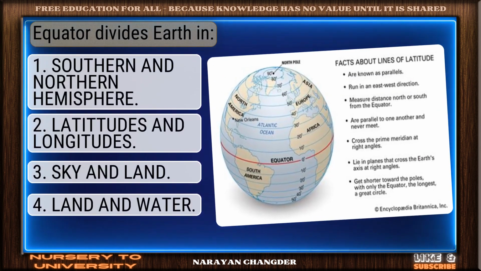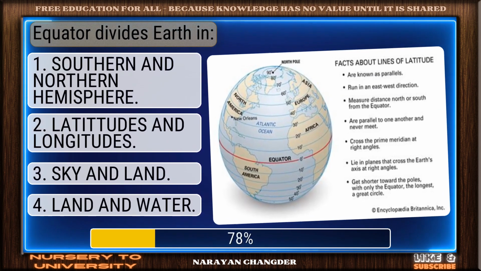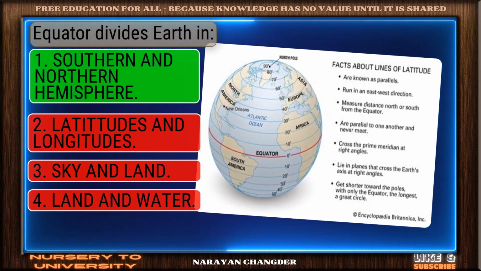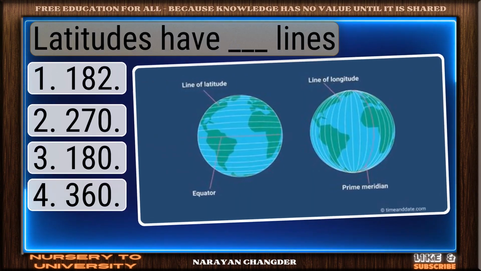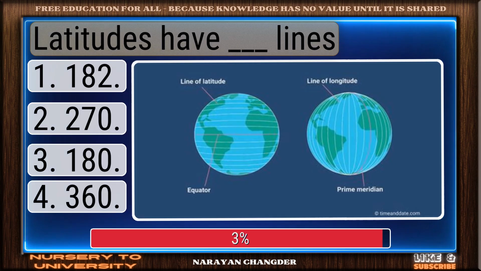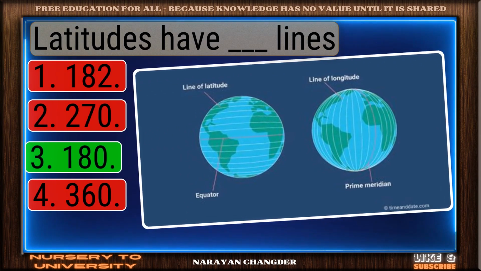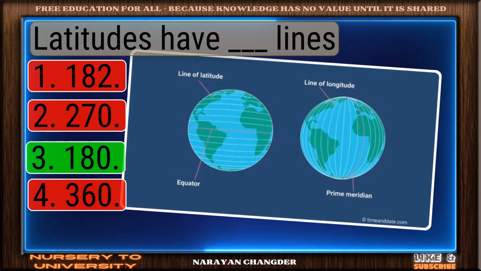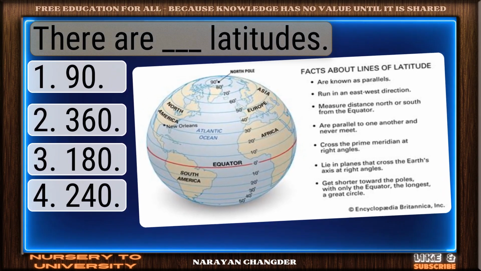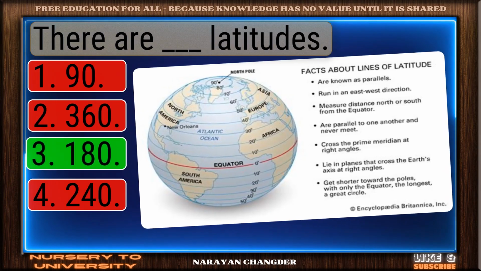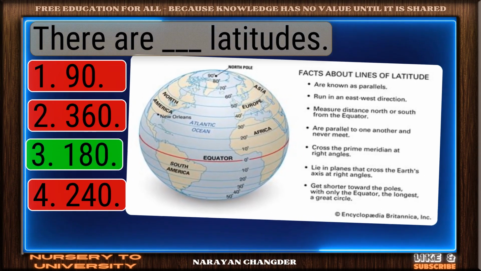Equator divides Earth in. Well picked. Southern and Northern Hemisphere is the correct answer. Latitudes have dash lines. Good job. Your answer 180 works well here. There are dash latitudes. Valid point. 180 is true.